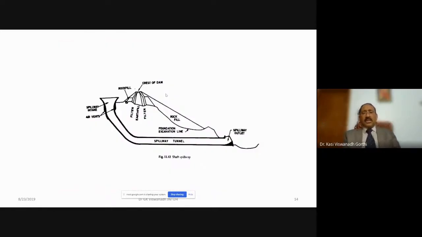So you may have a spillway tunnel provided, and in this figure you can see this is the top level crest of the dam. The funnel here is provided slightly below this, because when the water reaches this level, the excess water definitely enters this shaft. Finally, it goes through this tunnel and reaches the outlet, the downstream portion of the river, downstream of the dam.